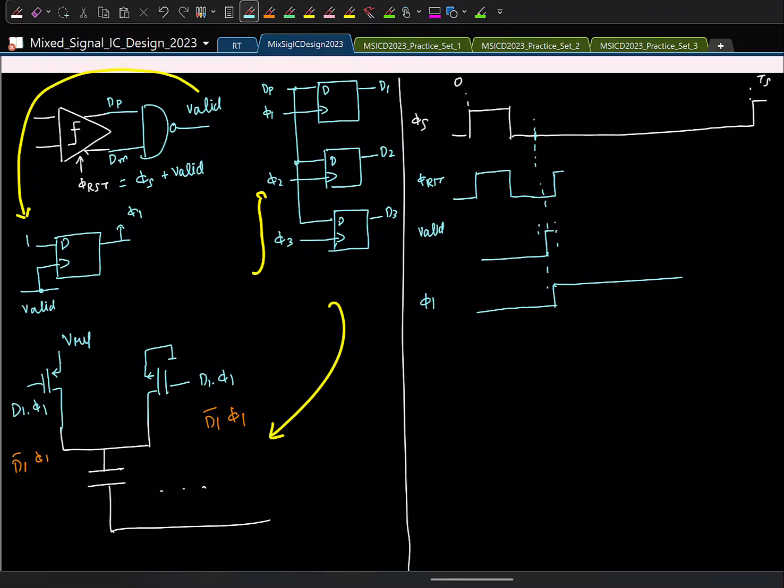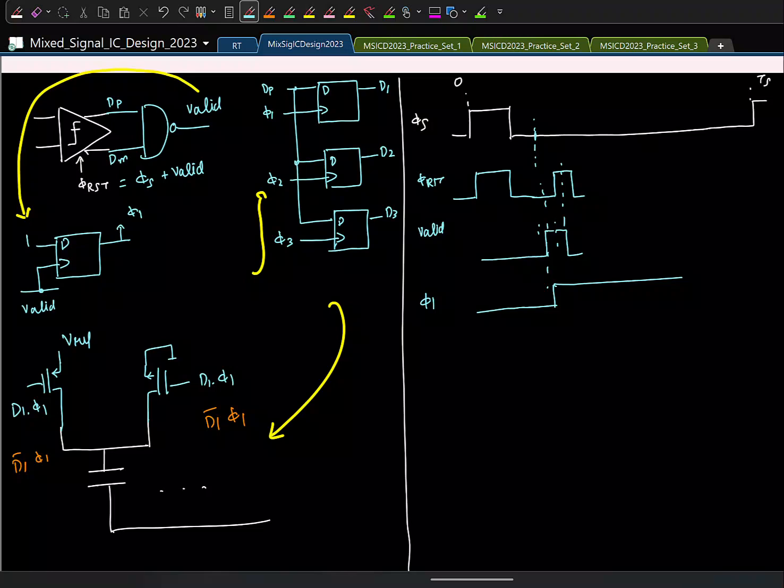Once reset goes high, what will happen to the outputs of the comparators? Both will go to 1. What will happen to the valid signal? Valid will come to 0, right? Let us say after a short delay. Now remember, the same valid signal is given as the reset. So if valid comes to 0, after a short delay, even the reset signal will come to 0. Right? So this is the time at which, after a small delay, reset will also come to 0.